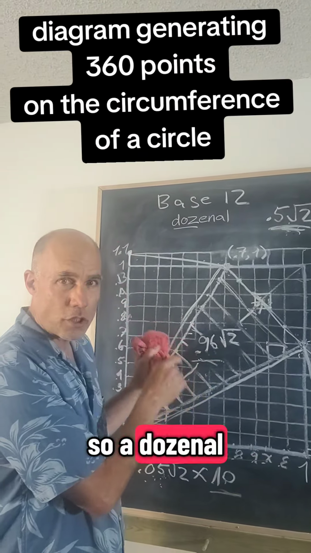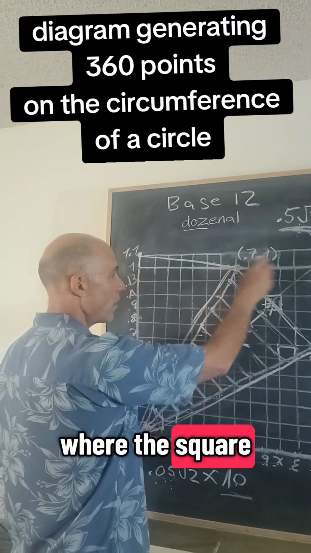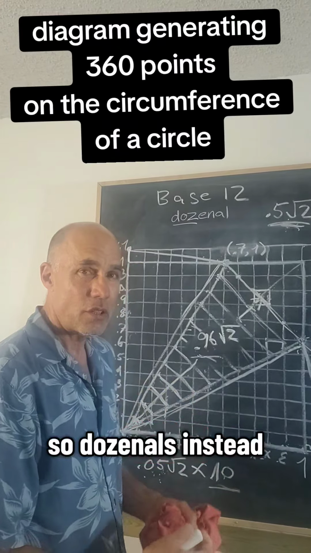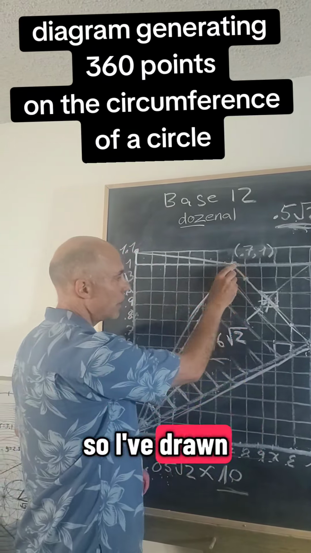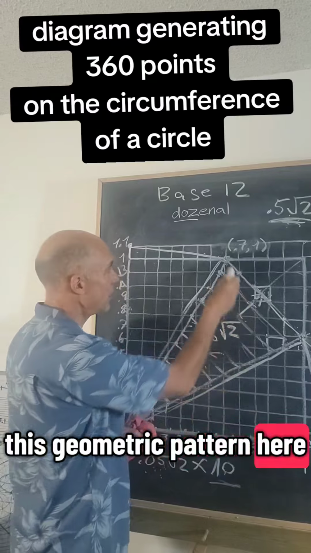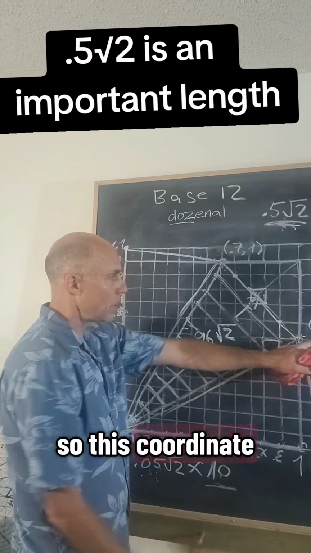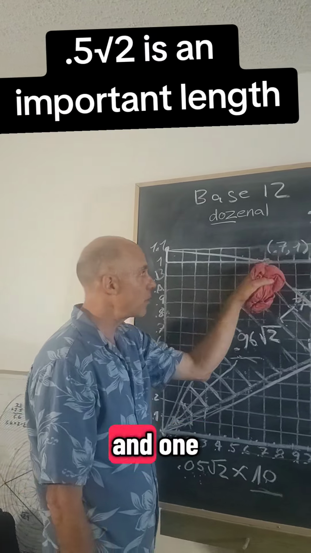So a Dozenal Cartesian plane is a Cartesian plane where the square 1 by 1 is being divided into twelfths instead of tenths. So Dozenals instead of decimals. Okay, so I've drawn this geometric pattern here. It has the length of 0.5 root 2 across here. So this coordinate is 1 and 0.7. This coordinate here is 0.7 and 1.